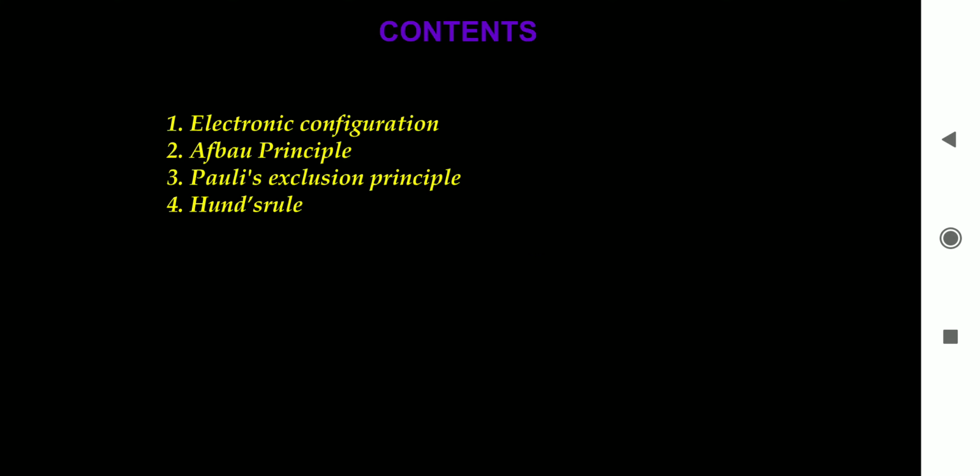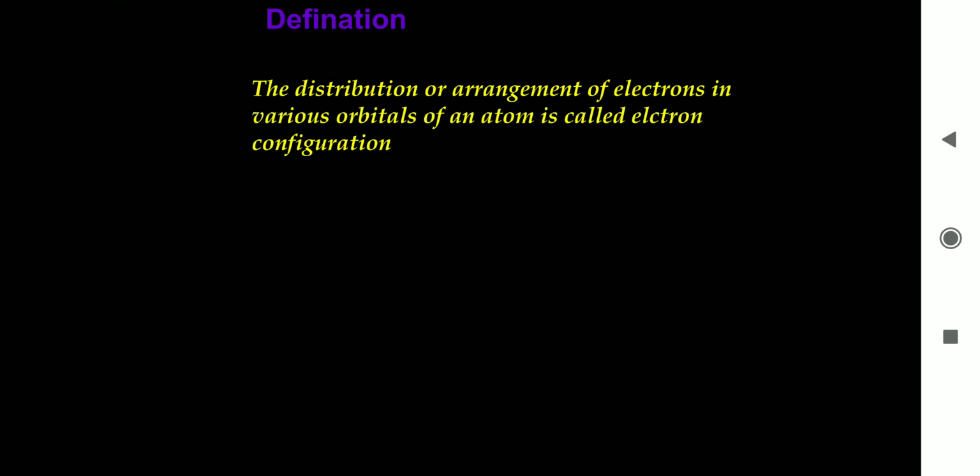In this video lesson, I will explain electronic configuration. Contents: we will discuss electronic configuration and the rules that govern it, like the Aufbau principle, Pauli's exclusion principle, and Hund's rule. Definition of electronic configuration.